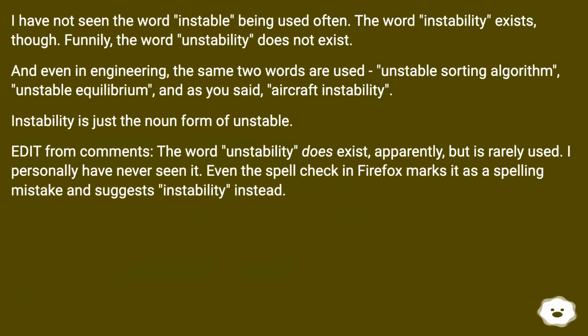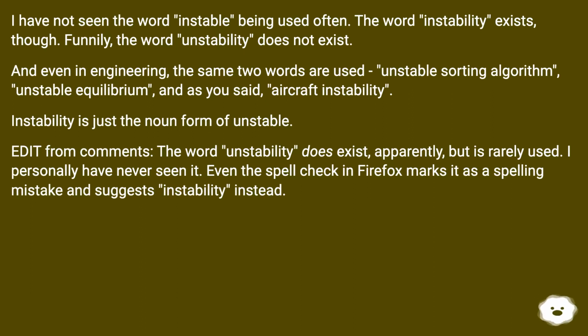I have not seen the word instable being used often. The word instability exists, though. Funnily, the word instable does not exist. And even in engineering, the same two words are used: unstable sorting algorithm, unstable equilibrium, and as you said, aircraft instability. Instability is just the noun form of unstable.